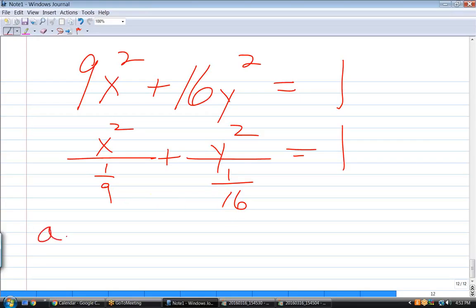Yeah, so it would be 1/9. A is 1/3, or the square root of 1/9. Oh yeah, square root. B is 1/4. Yeah. Okay.